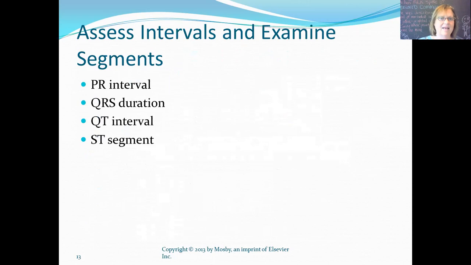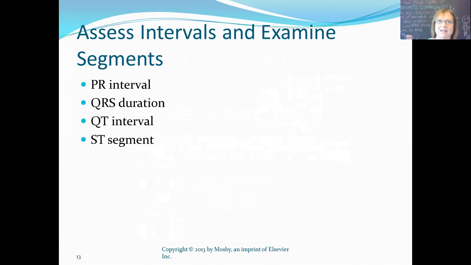Okay. Now we want to look at the intervals, right? And if you remember, an interval is the wave plus the segment. And so the intervals become when we come back down to that isoelectric line. So we're looking at the intervals and also just the segments themselves. So the PR interval is from the beginning of the P to the beginning of the R, so that includes the whole P wave.